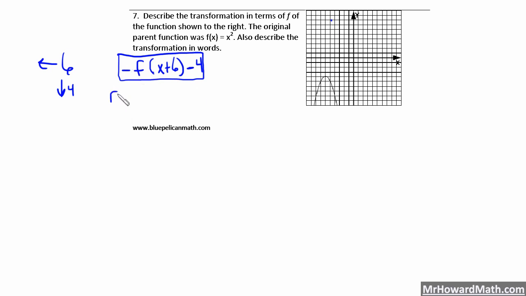So in words, it's a reflection over the x-axis. That's this part right here. Then it was left 6 and down 4. Okay, so that's the description in words. Reflect over the x-axis, left 6 and down 4. Okay, so that part's done.